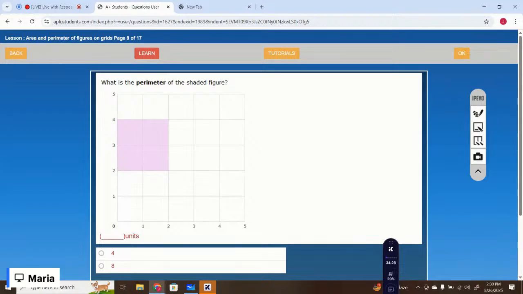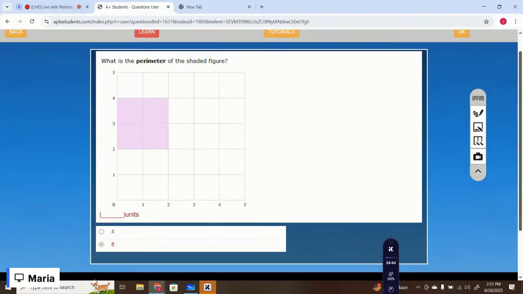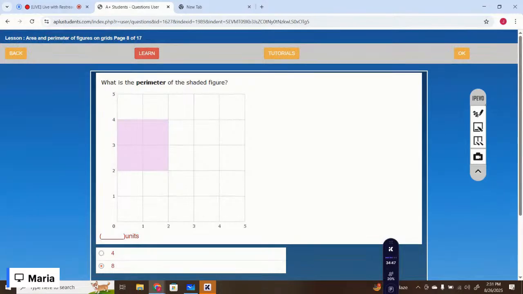What is the perimeter? 8 units it is. Option number 2 is the correct option. Okay, you can complete the lesson by yourself later today. Let me just move on to the next lesson.